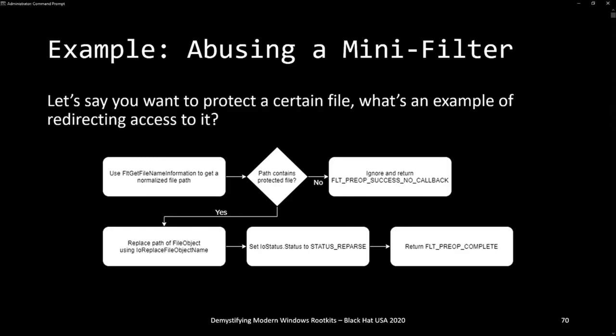So let's say you have a mini filter and you'd like to abuse it. What's an example of that? Well, inside of the pre-create callback, you can use FltGetFileNameInformation to get the path of the file being accessed. If a path contains a protected file, you can replace that file name using IoReplaceFileObjectName. Then, if you return STATUS_REPARSE, file access will be redirected to that brand new file. So when a person accesses our rootkit on the file system, we can redirect it to another legitimate driver so that it appears to be legitimate.